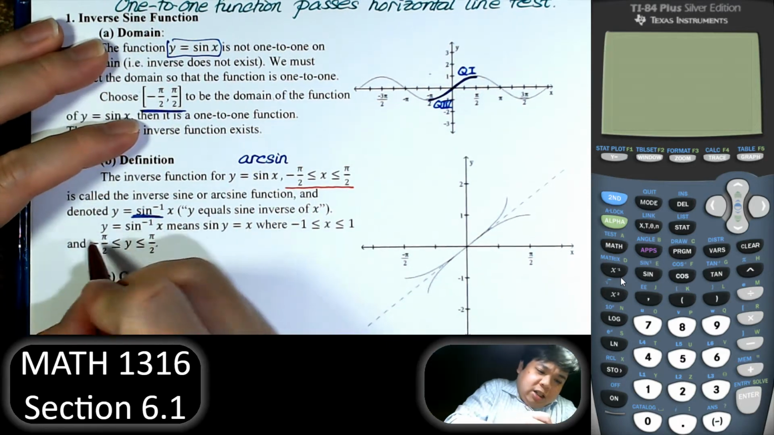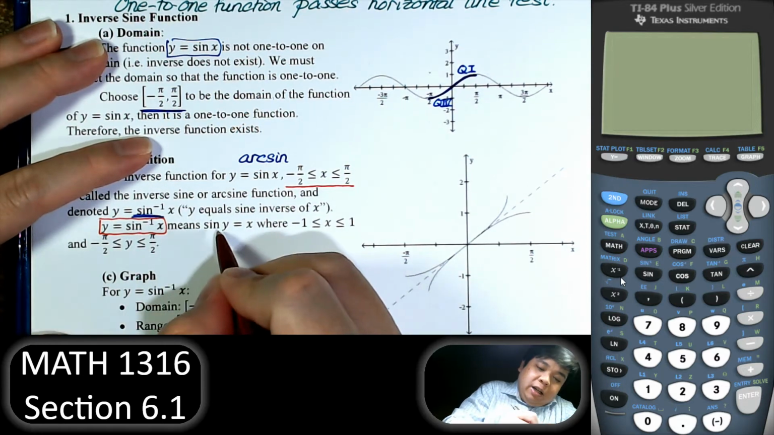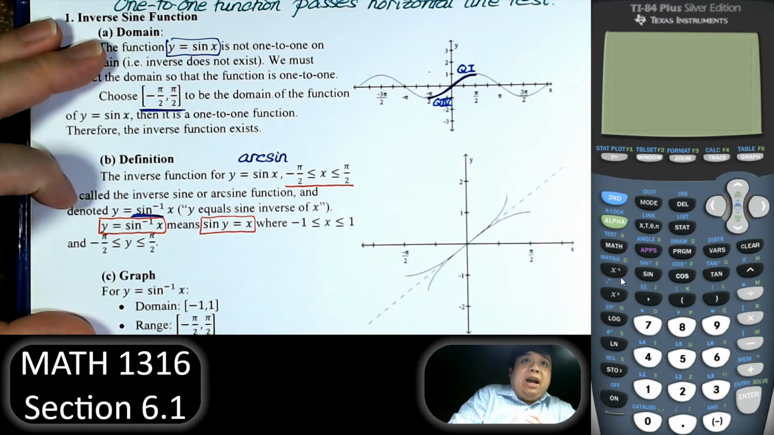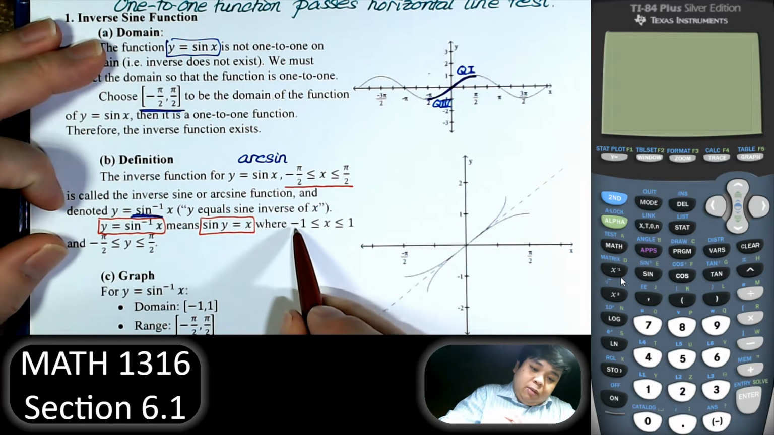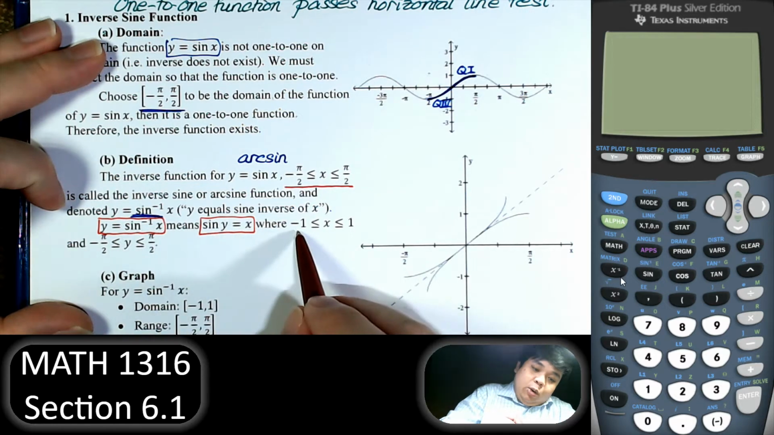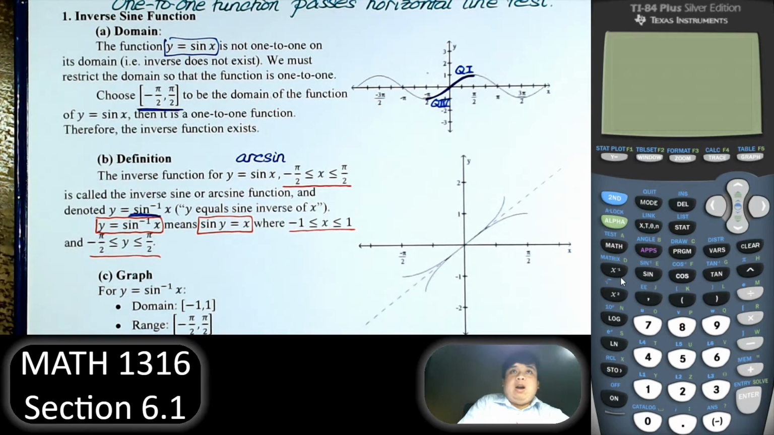So when we say y equal to sine inverse of x, we mean sine y is equal to x, and the x in this case will have to be between negative 1 and 1, and the y between negative pi over 2 and pi over 2.